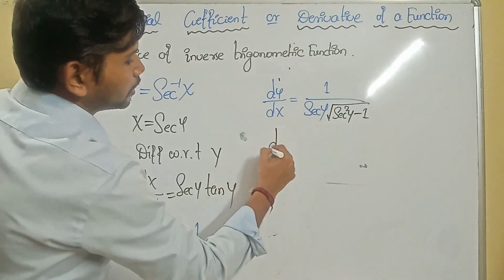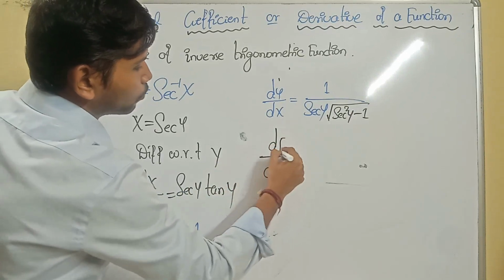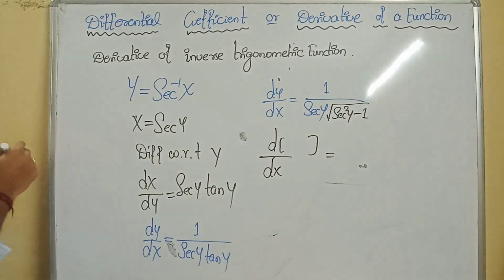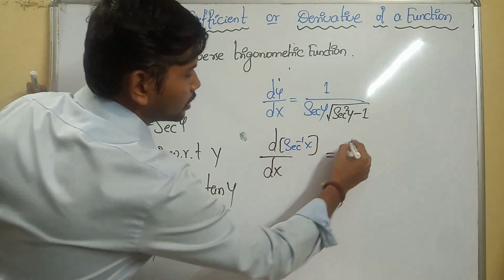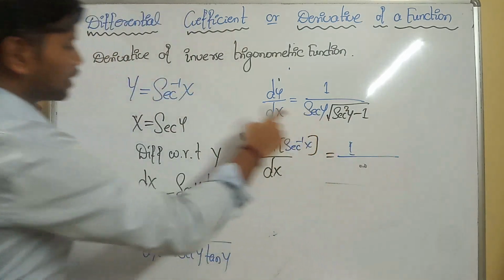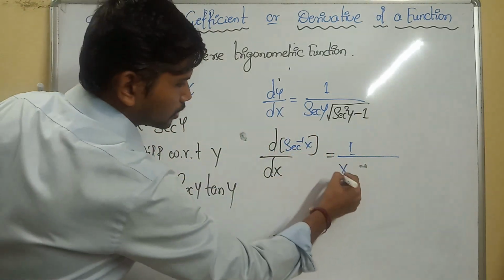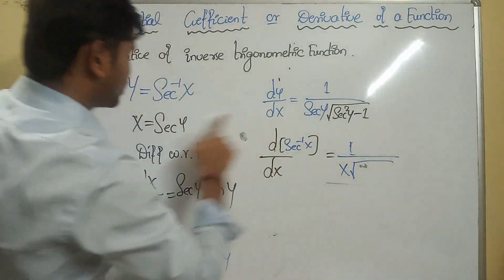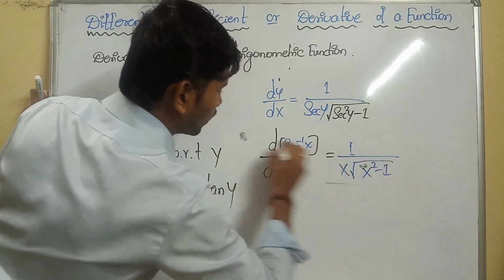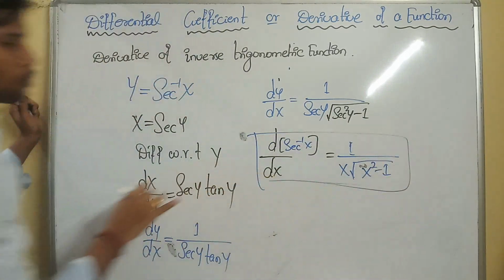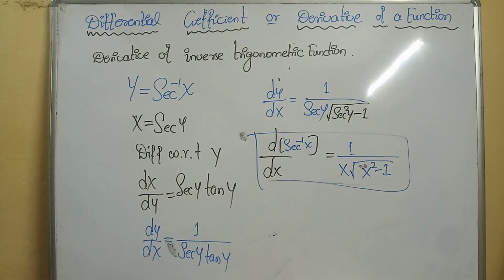Then d by dx of y, which is secant inverse of x, will be 1 divided by secant y, which is x, times the square root of secant square minus 1, which means x square minus 1. This is the derivative of secant inverse of x. The formula is 1 divided by x into root of x square minus 1.